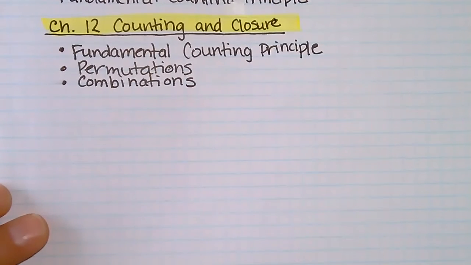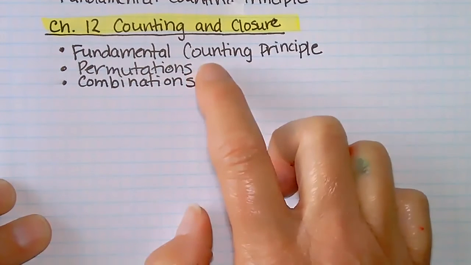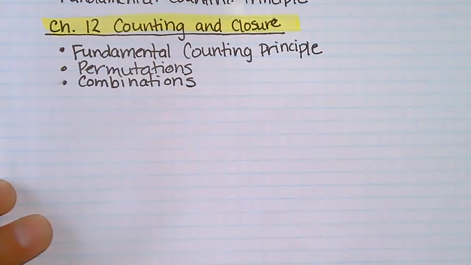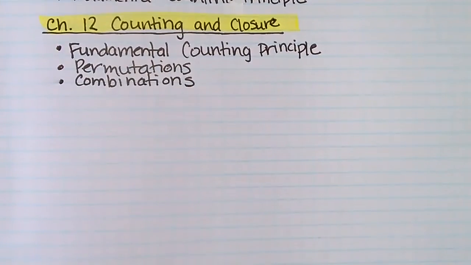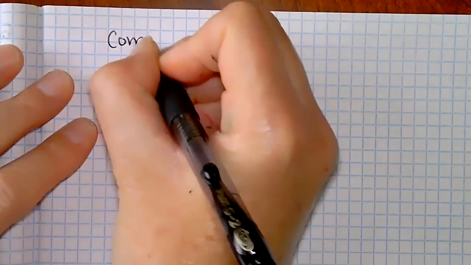Today we're going to be continuing with chapter 12. Again, we've done the fundamental counting principle. We did permutations the other day, and today we are doing combinations. Okay, so combinations.